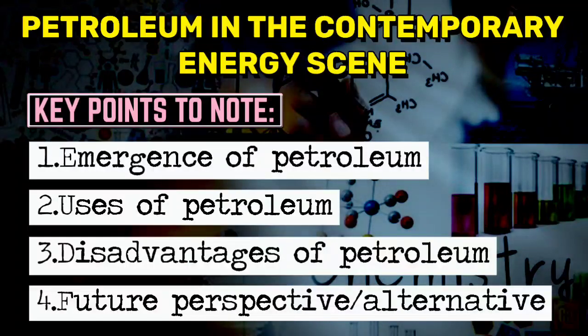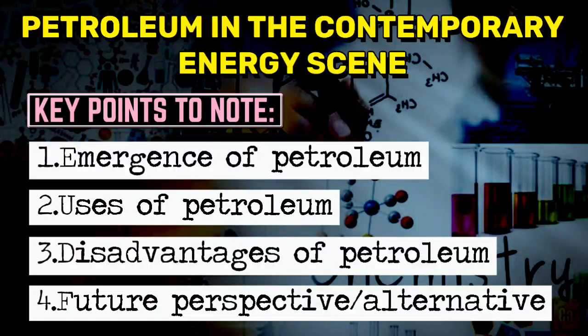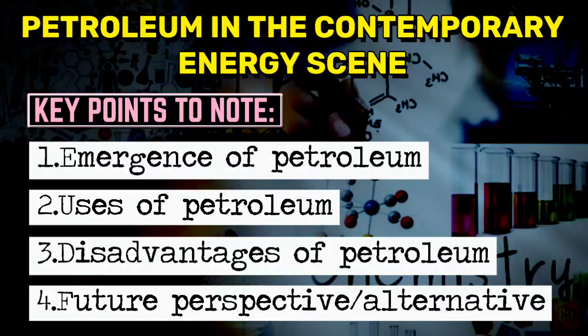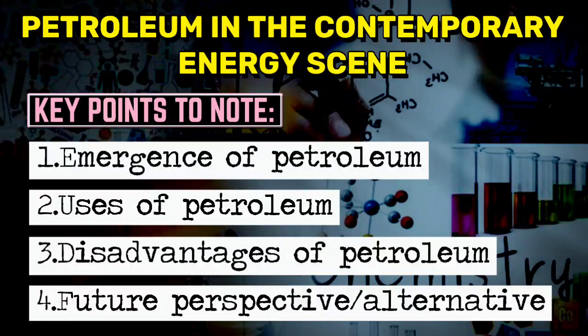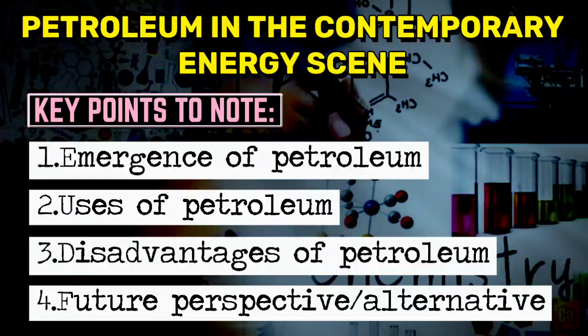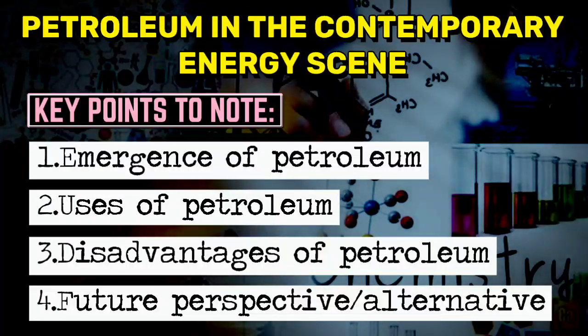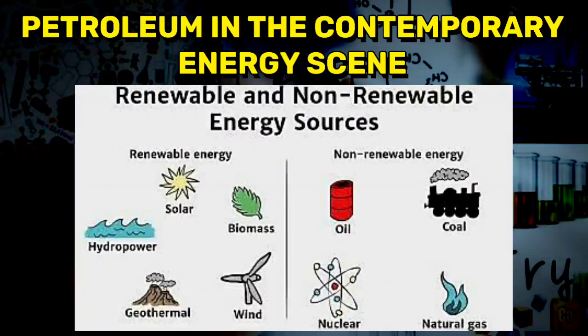Petroleum in the contemporary energy scene has to do with the emergence of petroleum. In order for you to grab this concept, you have to be able to discuss this based on the emergence of petroleum, the advantages, which is actually the uses of petroleum, and the disadvantages. And due to the disadvantages, what are the alternatives? There could be a shift to better fuels that are eco-friendly in nature and more replaceable, that could actually replace the use of petroleum. We have different disadvantages of petroleum.